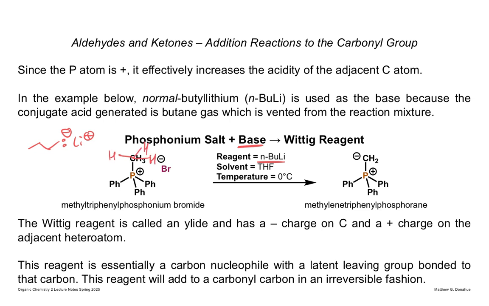So I'll draw those H's out. The base will abstract one of them. So you get two other things that form beside the product we want. We get lithium bromide and then butane gas. So now we have a negative charge on carbon and a positive charge on phosphorus.